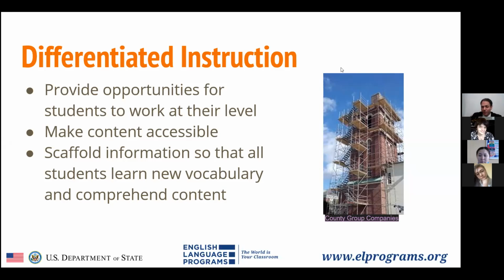It can cause more behavior problems if you don't have them all engaged. And so that's one of the reasons to make it important. Now, here is a couple of the aspects that we do with differentiated instruction. You provide students opportunities to work at their own level, and you make the content accessible.